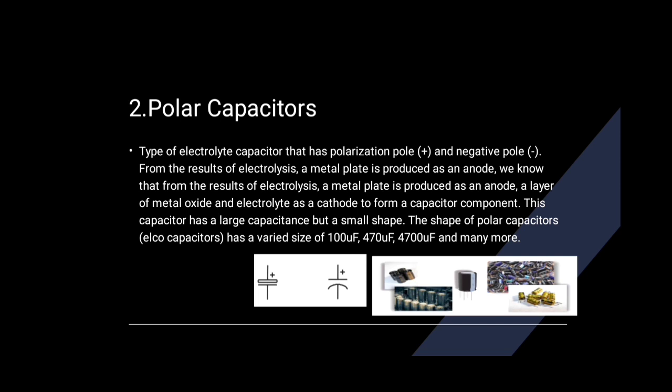The shape of polar capacitor Elco capacitors has various sizes: 100 UF, 470 UF, 4700 UF, and many more.